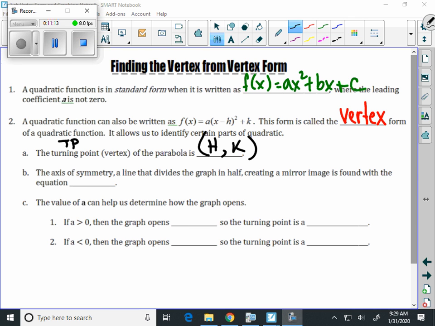The axis of symmetry is a line that divides the graph in half, creating the mirror image. So there is what we've been talking about. The formula for it, when we're written in vertex form, is that it's going to be x equals the h value. And again, still picky about the x equals. It's an equation, so we need to have the x equals.